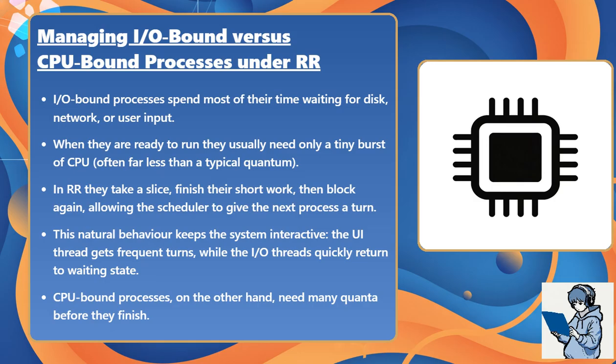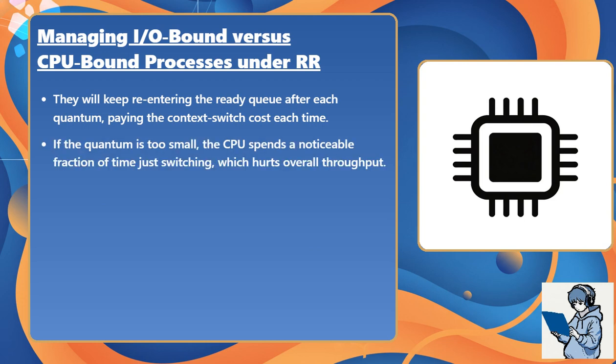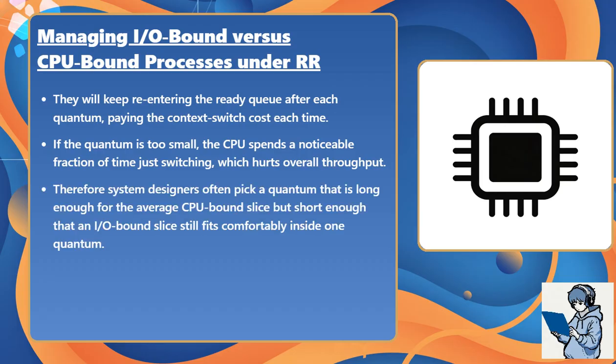The UI thread gets frequent turns, while the I/O threads quickly return to waiting state. CPU-bound processes, on the other hand, need many quanta before they finish. They will keep re-entering the ready queue after each quantum, paying the context switch cost each time. If the quantum is too small, the CPU spends a noticeable fraction of time just switching, which hurts overall throughput. Therefore, system designers often pick a quantum that is long enough for the average CPU-bound slice, but short enough that an I/O-bound slice still fits comfortably inside one quantum.